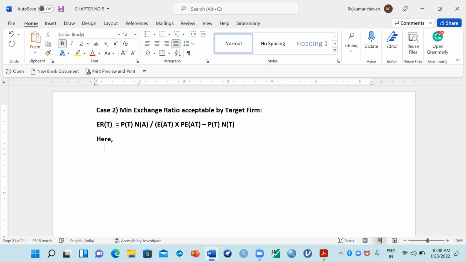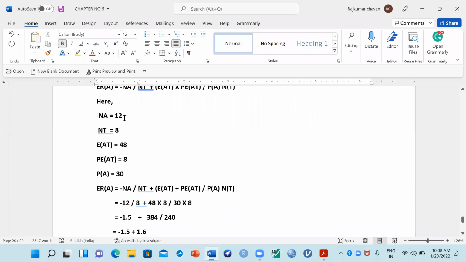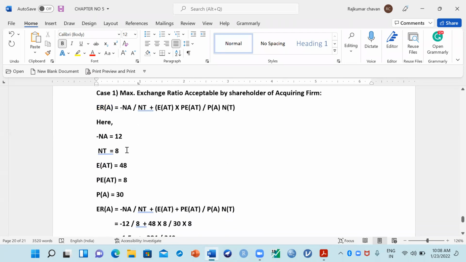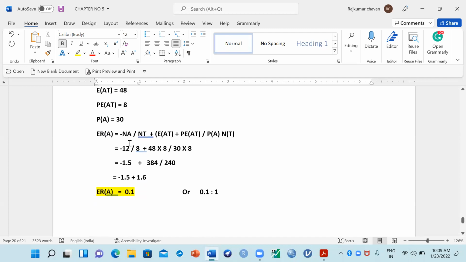So now what are the information they given here? We have to first write down the given information. First one is NA. What is NA? Where here also we have written NA, right? What is the number of shares of acquiring firm? It is 12. Next, NT, I need number of shares of target firm. You can see here, we can get the information from here. Number of shares of target firm is 8. Now next one, I need this information, which is EAT. What is EAT? I think we have written here, which is nothing but 48.